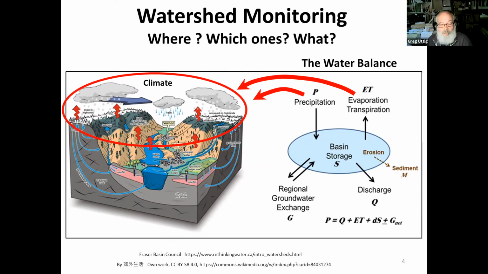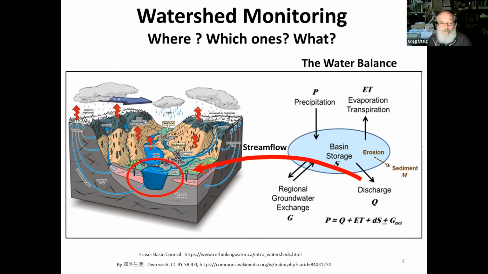Martin showed in his slides the lack of climate monitoring stations, particularly at high elevations throughout the Columbia Basin, and this has been historically true. Secondly, the other thing we usually think about when monitoring watersheds is discharge, the amount of water that's leaving the watershed through stream flow. And obviously that is the typical thing that is monitored with water monitoring.